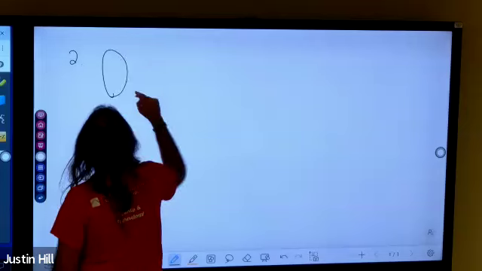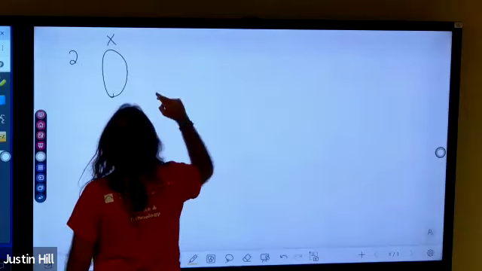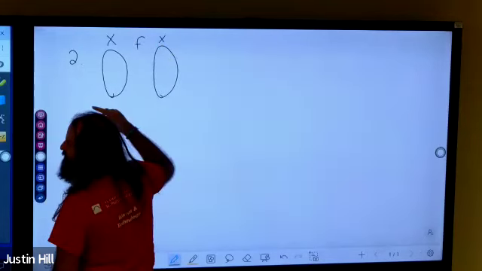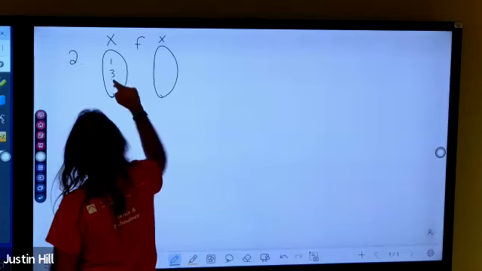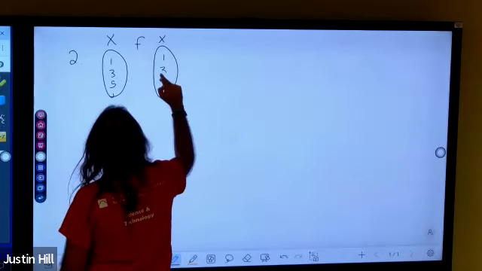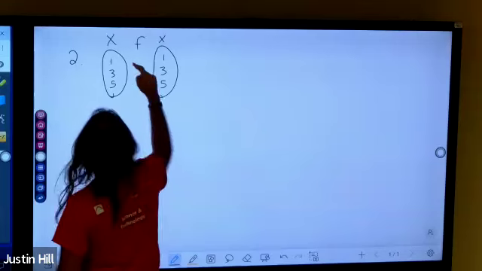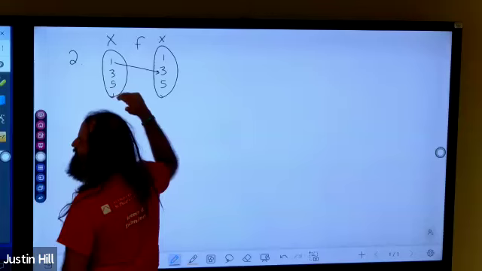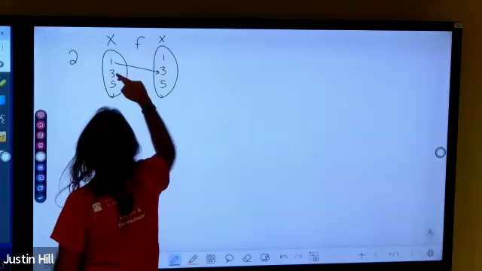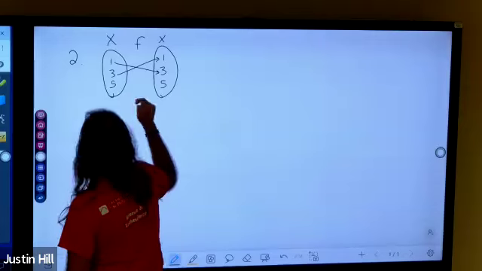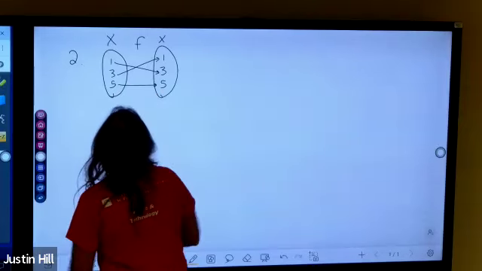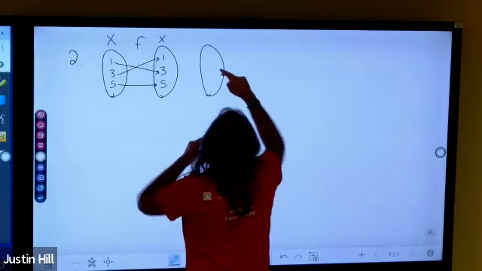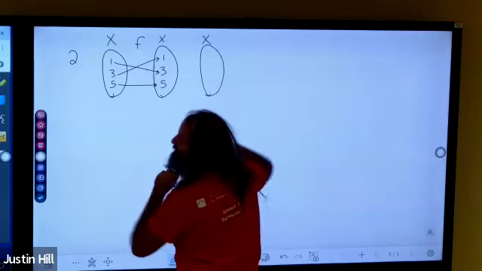So we have 2 functions that go from X to X. This is the function f. These are functions, so 1, 3, and 5. f takes 1 to 3. f takes 3 to 1. And f takes 5 to 5. So that's function f. And then function g is also going to be from X to X.